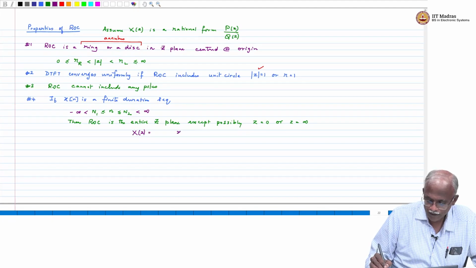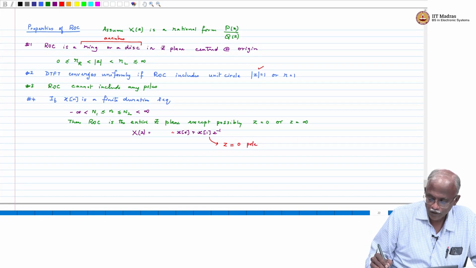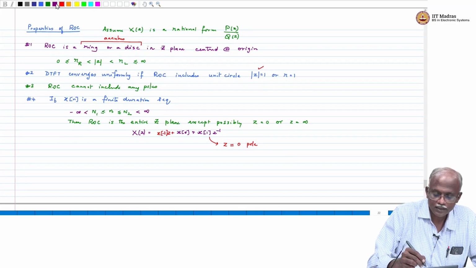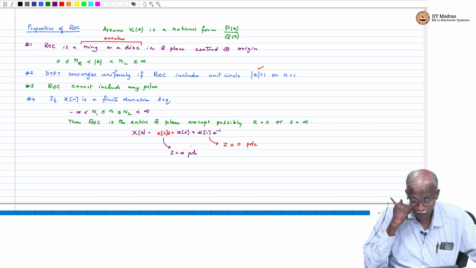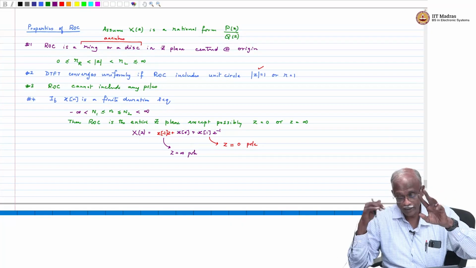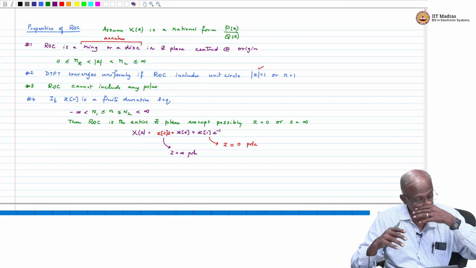If it has the following term, x of 0 plus x of 1 z to the power minus 1, this means z equal to 0 is a pole. And on the other side, if you have x of minus 1 z, then z equal to infinity is a pole. So if you have both positive and negative powers of z in the expression, then both are excluded. If you have only the negative powers, then you will have the 0 excluded, otherwise infinity is excluded.